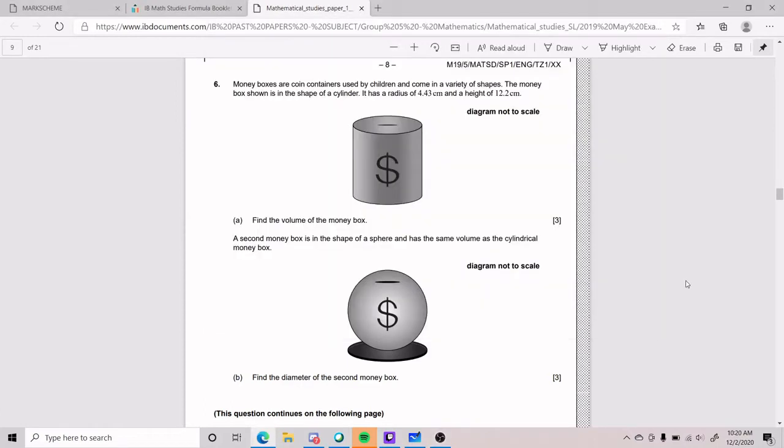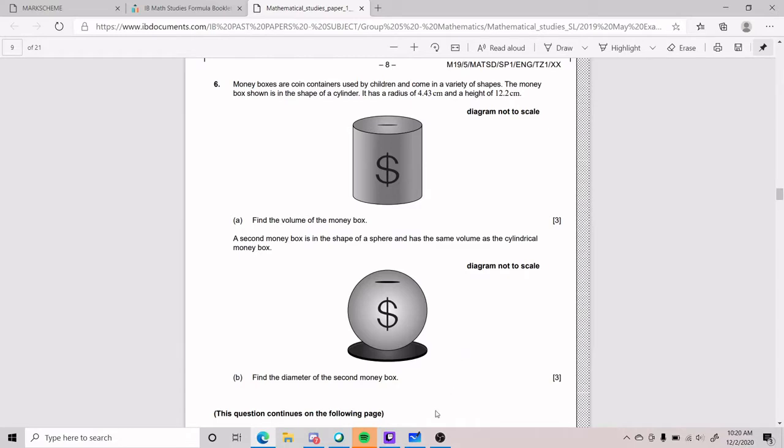Hello everybody, today we will be going over a geometry problem at the IB Math Studies level. So here we have that money boxes are coin containers used by children and come in a variety of shapes. The money box shown is in the shape of a cylinder. It has a radius of 4.43 centimeters and a height of 12.2 centimeters. And they ask us to, part A, find the volume of the money box.